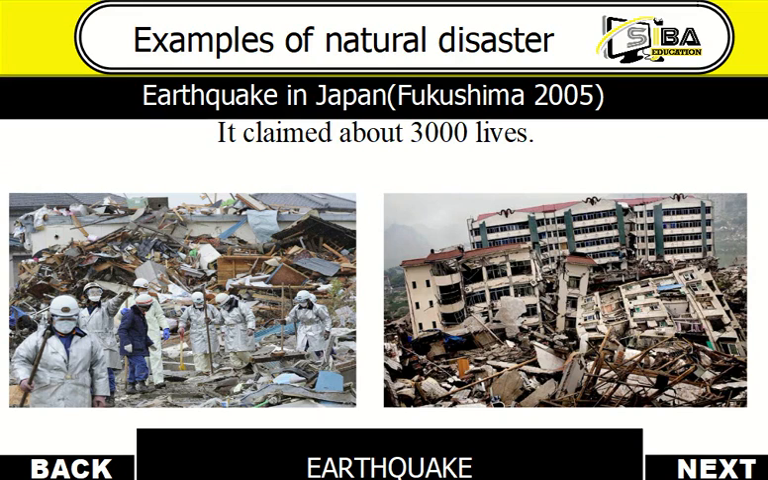We mentioned earthquake as an example of natural disaster, and this is a picture of an earthquake which occurred in Japan, Fukushima, in 2005. It claimed about 3,000 lives. You see, an earthquake happens as a result of a sudden violent shaking of the ground, causing great destruction as a result of movement within the earth's crust or volcanic reaction. That is what happened in Fukushima in 2005, and in fact a lot of people died. So one example of a natural disaster is earthquake.